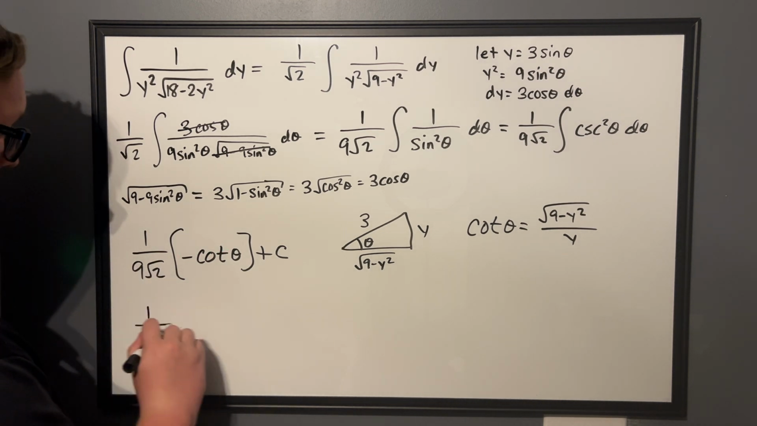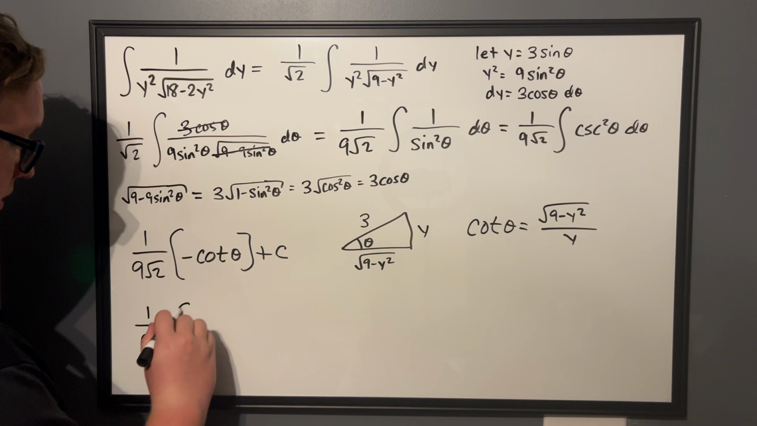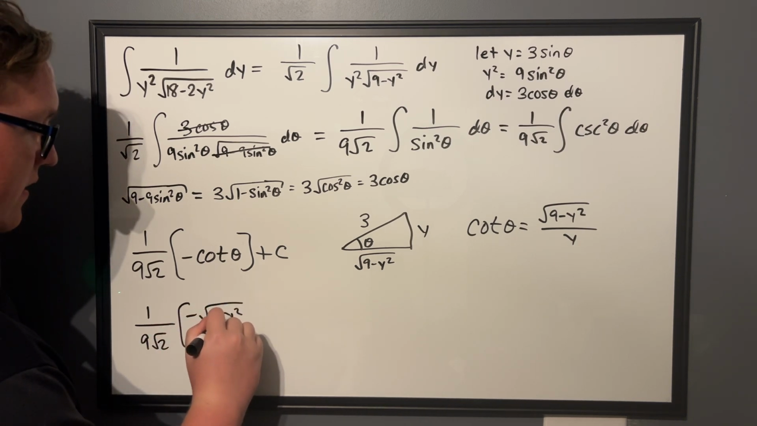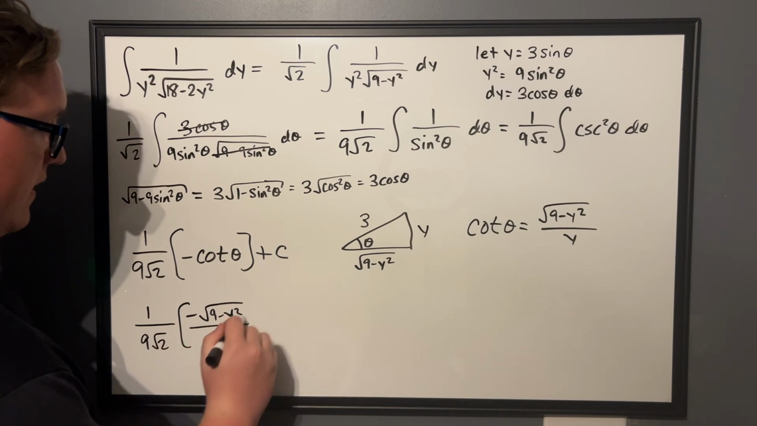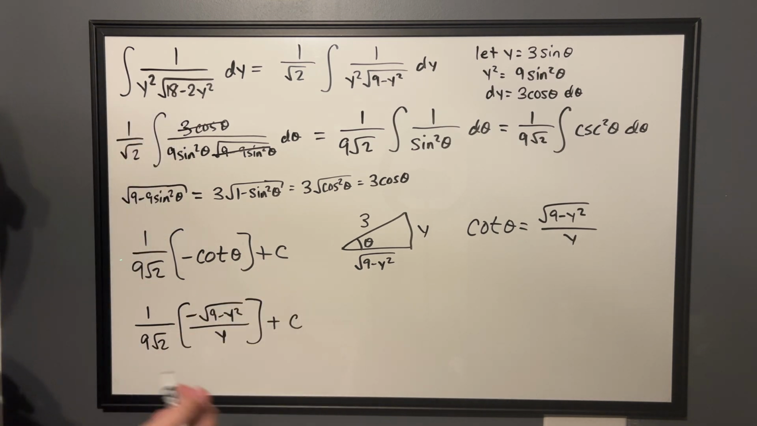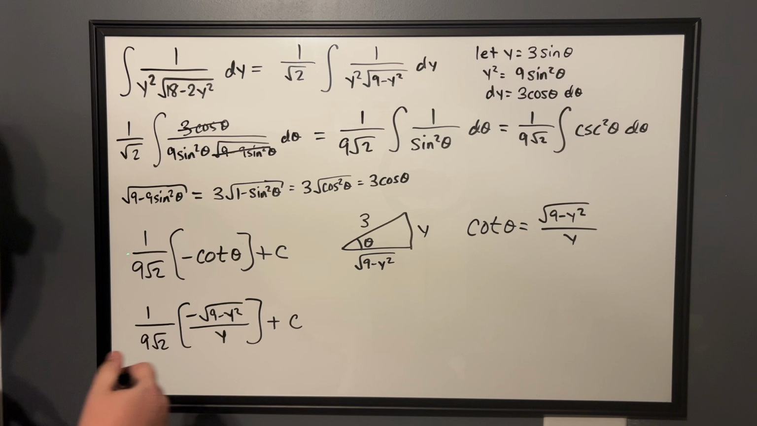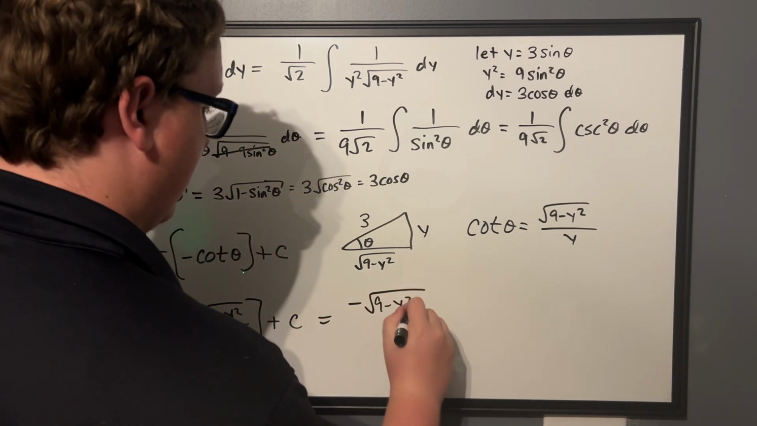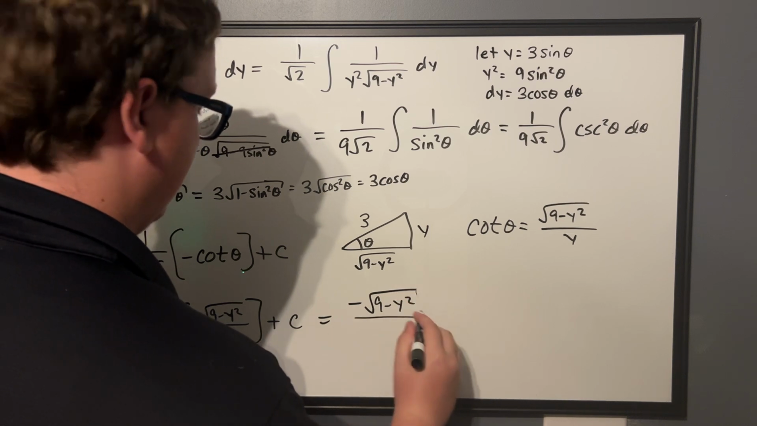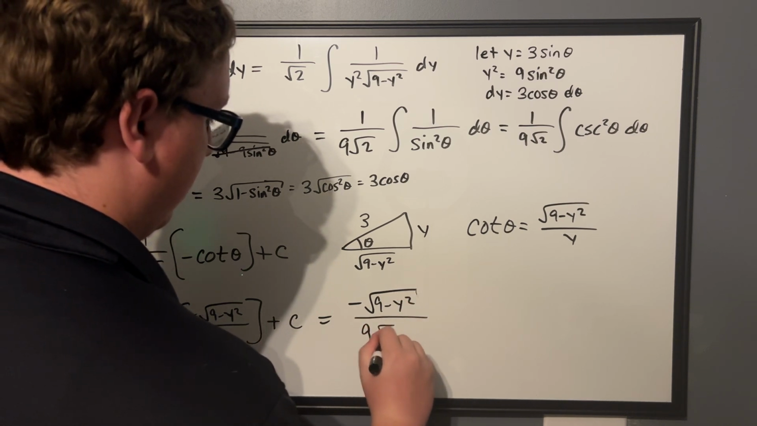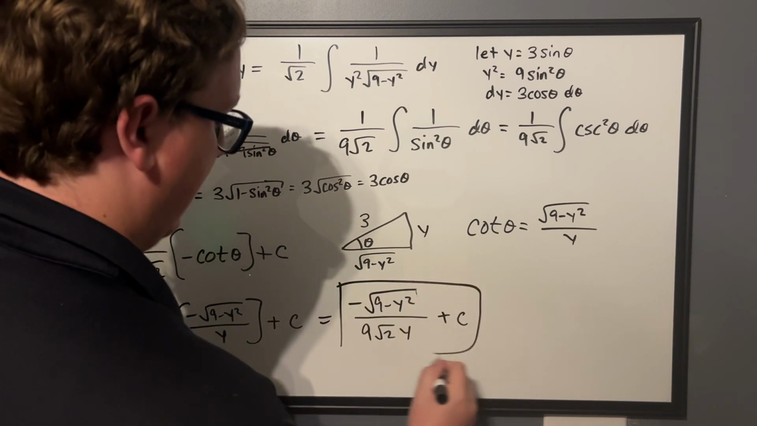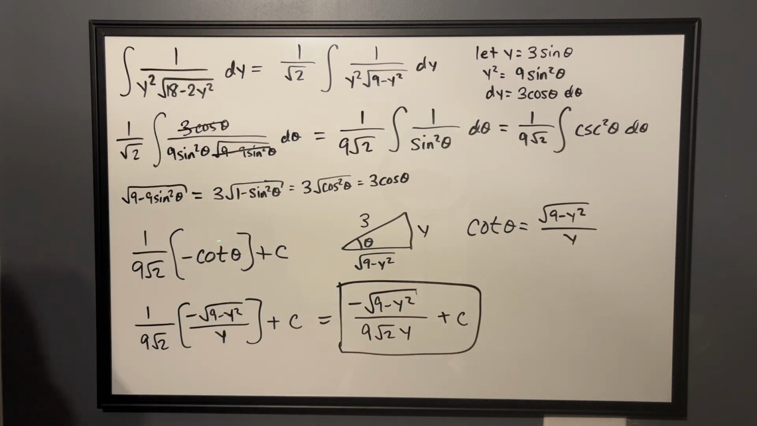So we have 1 over 9 root 2 times negative square root of 9 minus y squared over y plus c. And we're going to write this a little bit nicer. So what we have here is going to be negative root 9 minus y squared, and all of that is divided by 9 root 2 y. And then we have our plus c. And that will be our answer for this question.